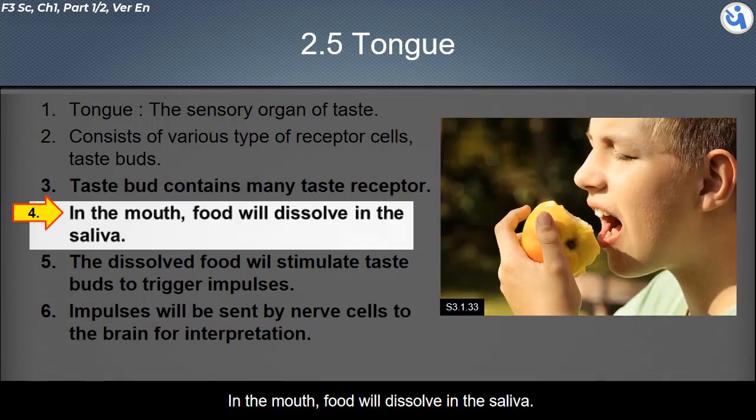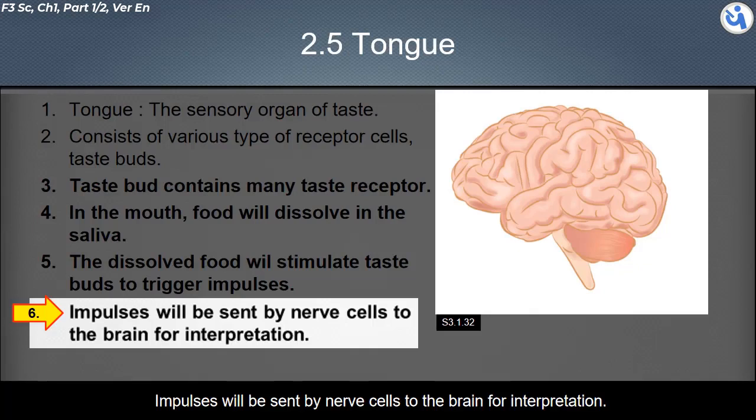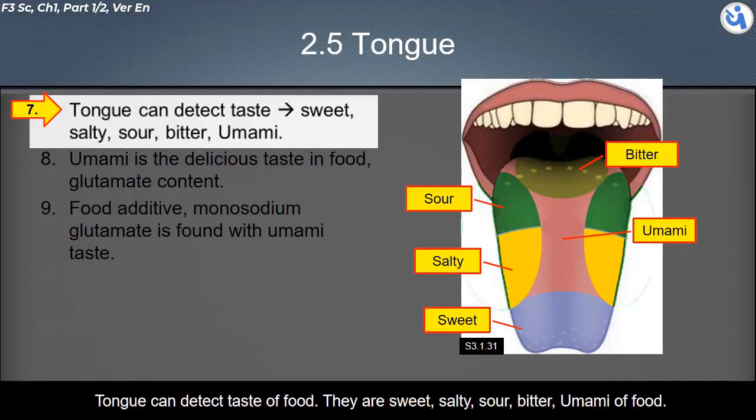In the mouth, food will dissolve in the saliva. The dissolved food will stimulate taste buds to trigger impulses. Impulses will be sent by nerve cells to the brain for interpretation. The tongue can detect the taste of food. They are sweet, salty, sour, bitter, and umami.